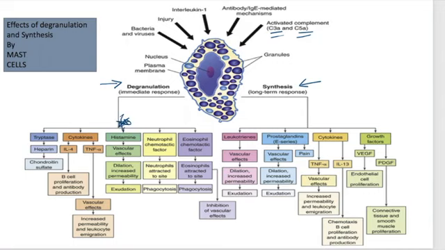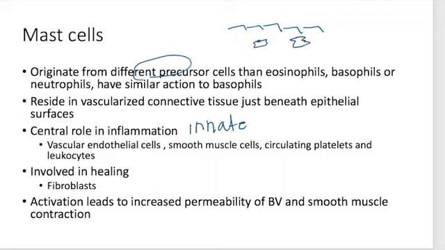High yield: mast cells release histamine. We also have a chemotactic factor and eosinophilic chemotactic factor too. So they're going to bring in both neutrophils and eosinophils. So very important in the innate inflammatory response, which we'll get into in a little bit. Central role in inflammation is the big role, number one role. Also involved in healing with fibroblasts.